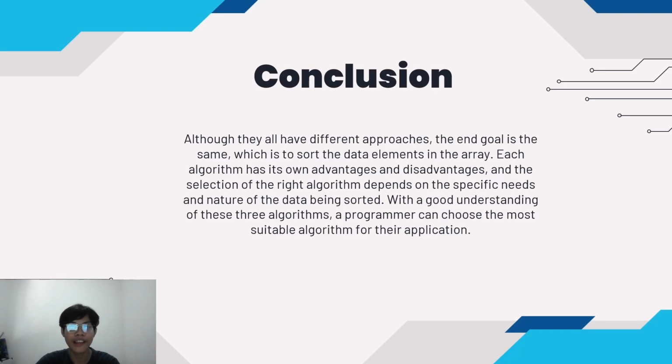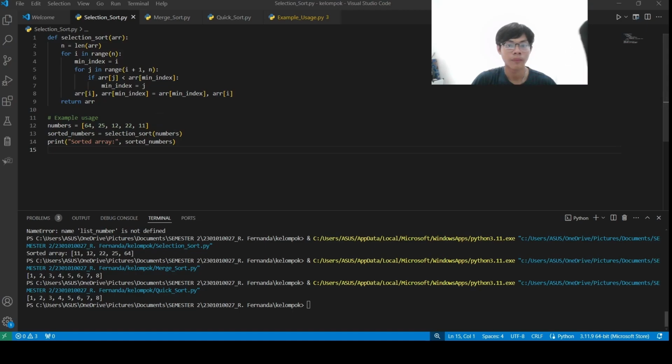Okay, now that you know the explanation of each sort, we would like to implement the code with you together. So we would like to show you the example code of selection sort.